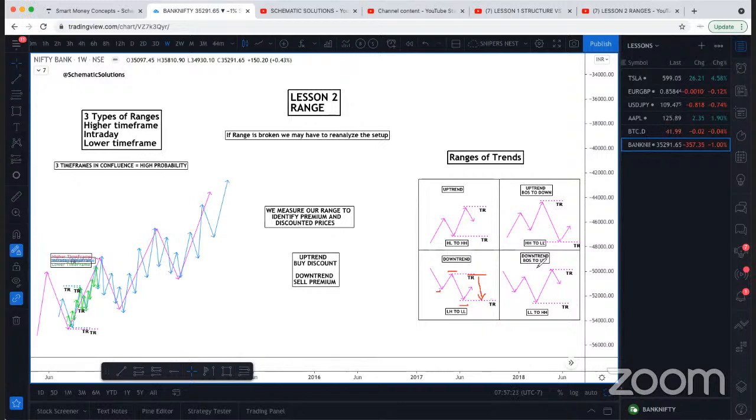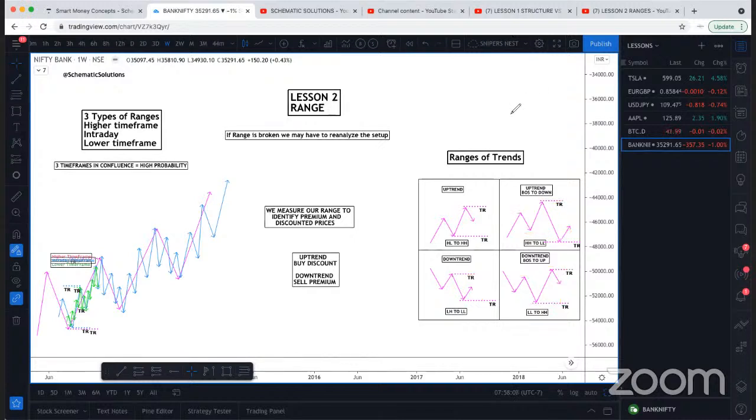For a downtrend that breaks structure into an uptrend, we have lower low, lower high, lower low. We then break structure and get a higher high. So our range is always going to be from our lower low to our higher high. And then last but not least, when we're in an uptrend and break structure to a downtrend, we have higher high, higher low, higher high. We then break structure and make a lower low. So our range is always going to be from our higher high to our lower low. Our range, sorry, our range.